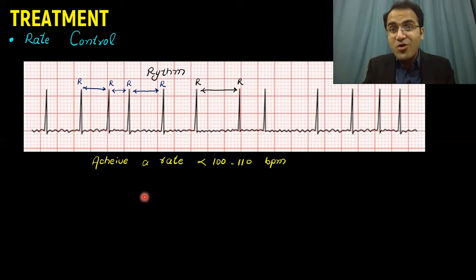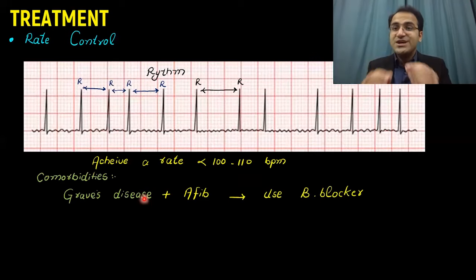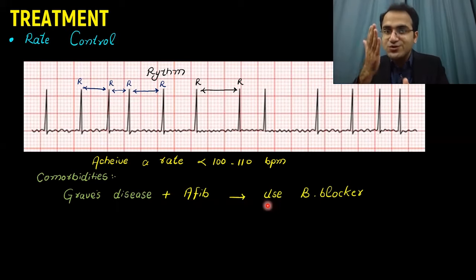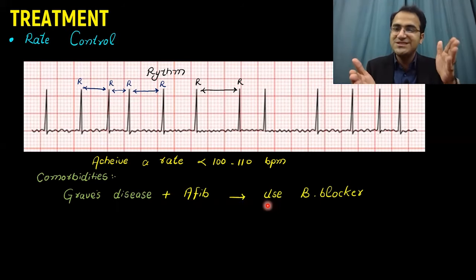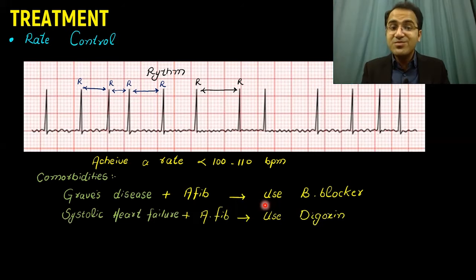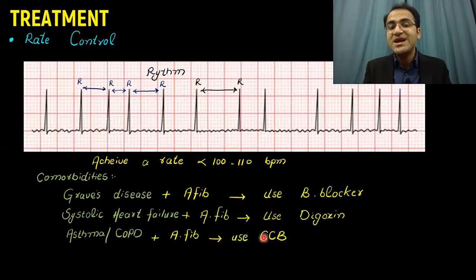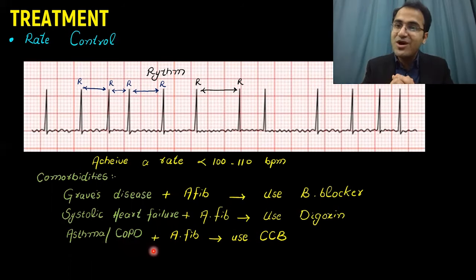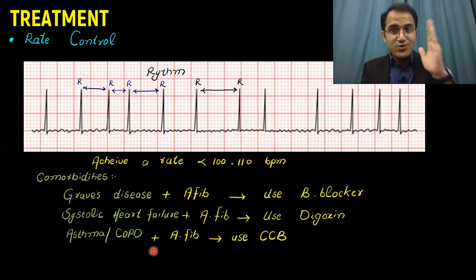And if the patient has certain comorbidities, you can do a smart thing. You can kill two birds with the same stone. You can treat two conditions with the same drug. If the patient has Graves' disease and atrial fibrillation, you can use a beta blocker, because it will control the manifestations of Graves' disease and also control the atrial fibrillation. If the patient has systolic heart failure with atrial fibrillation, you can use digoxin, because digoxin will support the contraction in systolic heart failure and also treat the atrial fibrillation. And if the patient has asthma or COPD with atrial fibrillation, you can give a calcium channel blocker, because it will suit the COPD as well as treat the atrial fibrillation. So you are treating two conditions with a single medication.